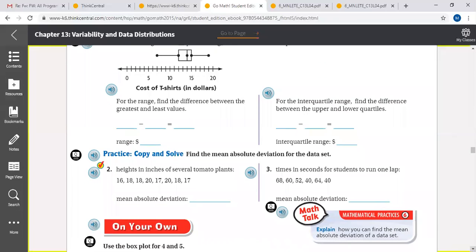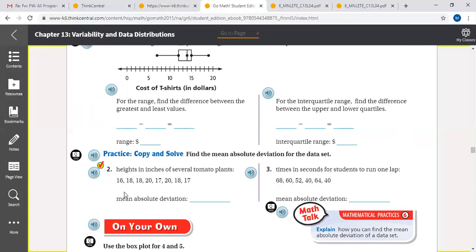Example 2, copy and solve. Find the mean absolute deviation for the data set. Heights in inches of several tomato plants. Here we have some values. We want to find the mean absolute deviation. Okay, I'll explain it and try to write the steps.